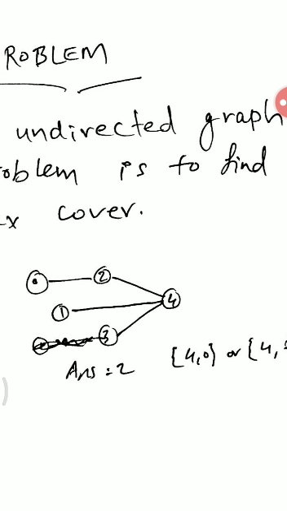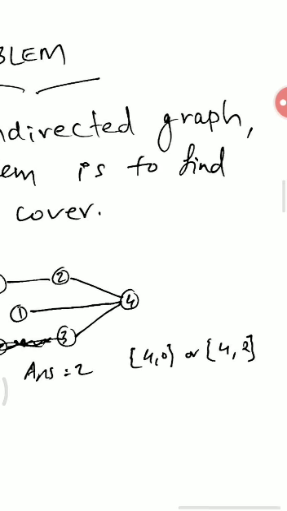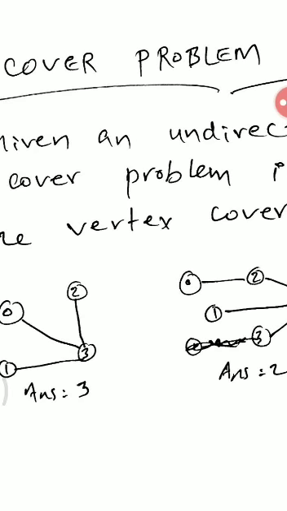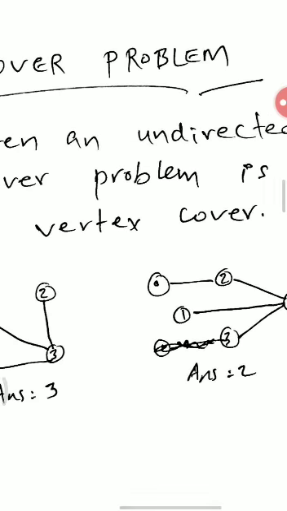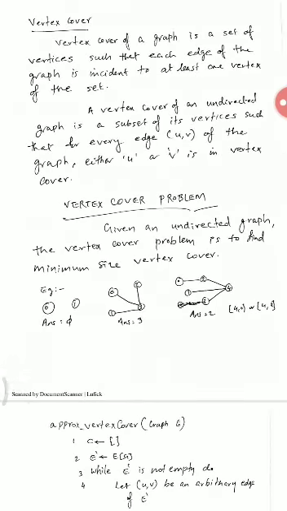See, 4 can represent 4-2, 4-1, 4-3, these three edges, and 0 can represent the edge connecting 0 and 2, so 4 and 0, or you can use vertex 4 and vertex 2 as a vertex cover. So the size of the vertex cover is 2. See, the vertex cover problem is finding the minimum size vertex cover.